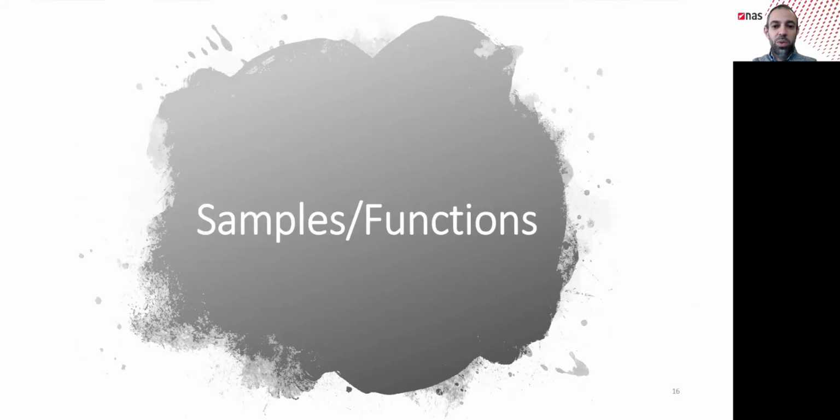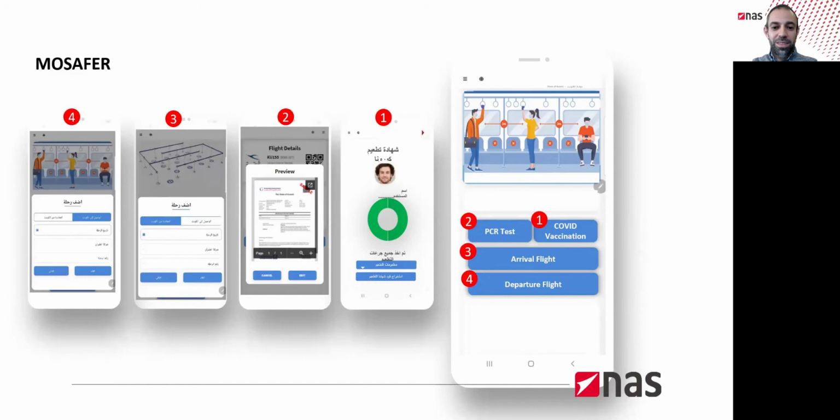I will now take you through some samples and functions of the front end. This is a typical Musafir app. In this example, we have 4 main functionalities on screen. The first one is showing your COVID vaccination. And the second is presenting PCR test results, either as PDF or a QR code.